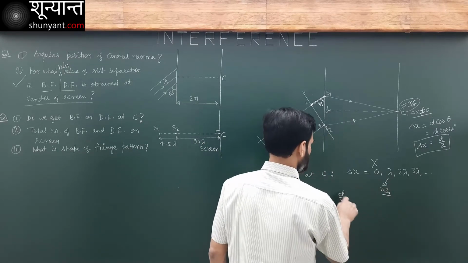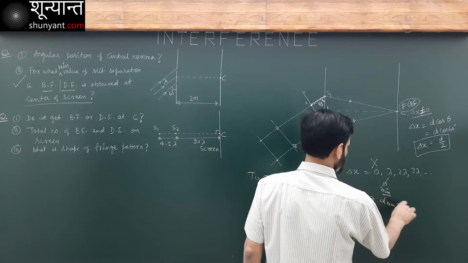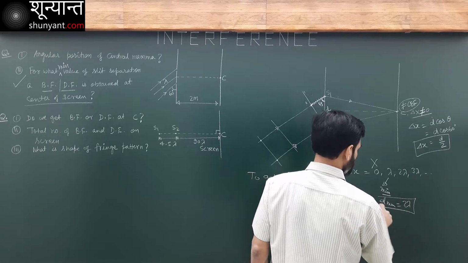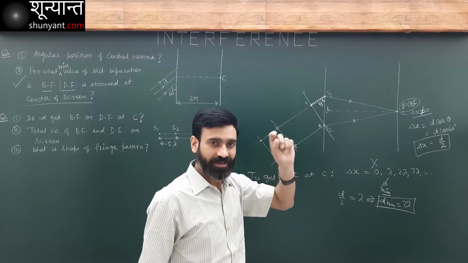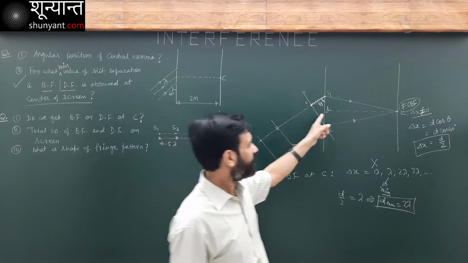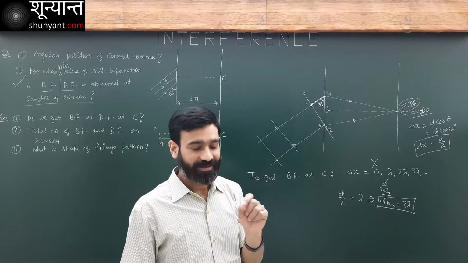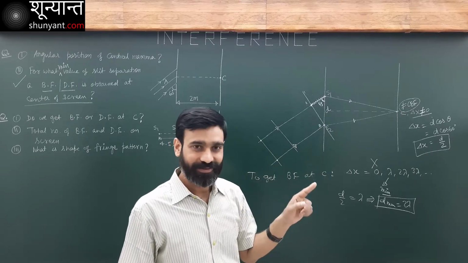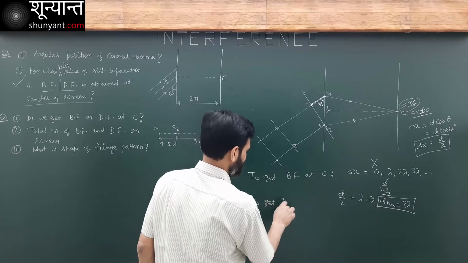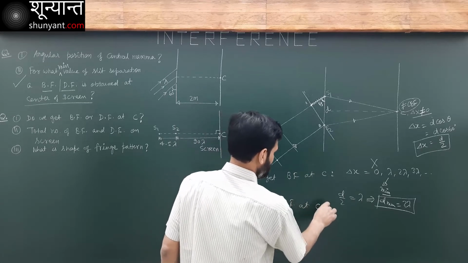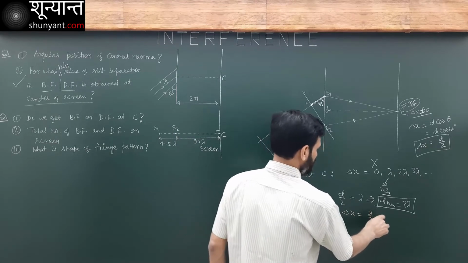So d by 2 is equal to lambda. Then this d minimum becomes 2 lambda. So if the slit separation is equal to the minimum, 2 lambda, then I am going to get a maxima here at the center of the screen. But it is not the central maxima because the path difference is not 0.